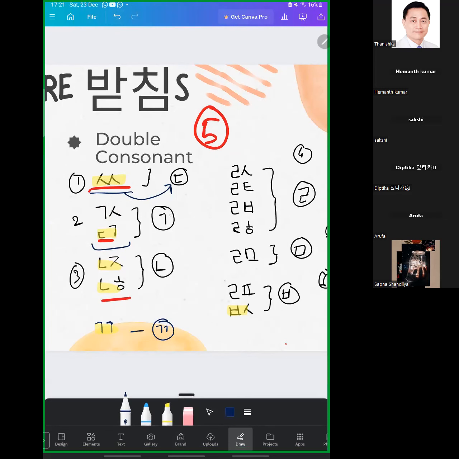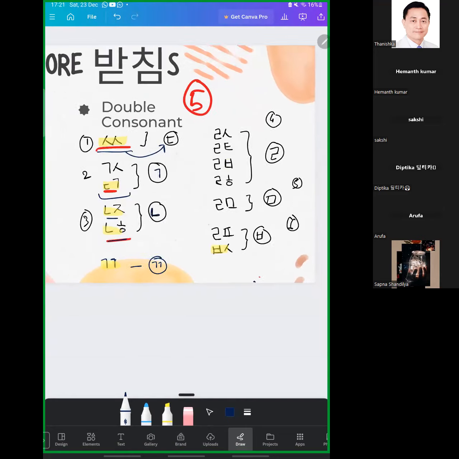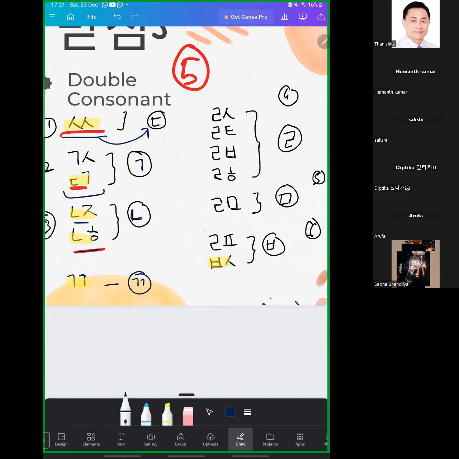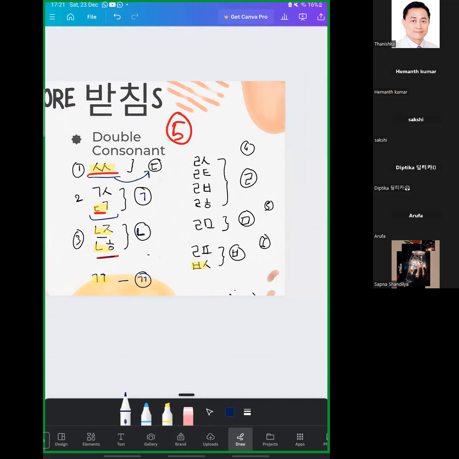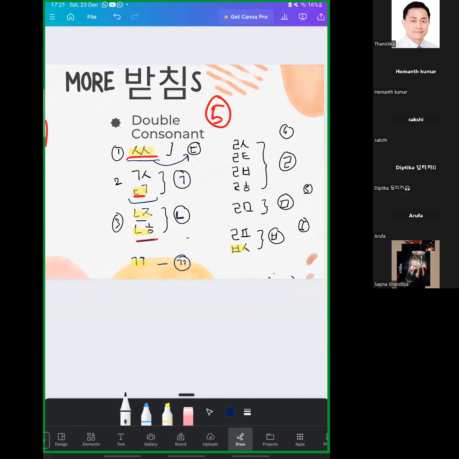This set here has the g sound pronunciation. These two here have the n sound pronunciation. In a similar way, there are these sets of final consonants that have their own pronunciation rules. So now we were just learning about how to read them. These rules are something that you will have to memorize.